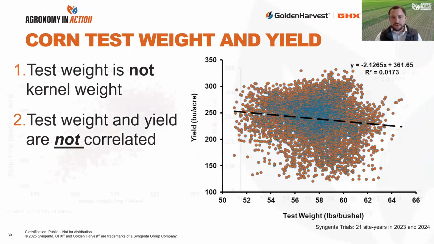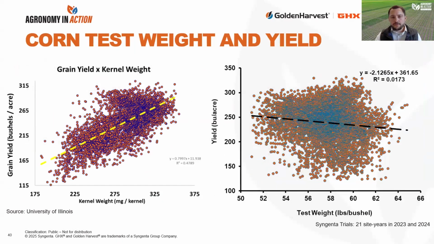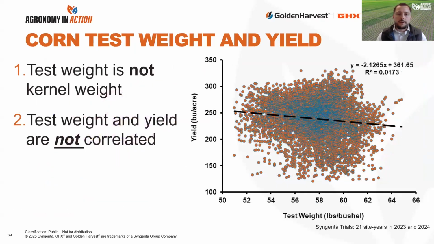Now, we oftentimes get the question, is there a correlation between the two? And the answer is no, they're not correlated. Test weight and yield, as the graph shows, virtually have no synergy, no correlation. What our graph here shows is you can have essentially low 50-pound test weight corn, and you can have 300 bushel corn in doing so. On the flip side, you could have 65-pound test weight corn and have 150 bushel corn, or vice versa. So test weight and yield are not correlated, and test weight and kernel weight are also not correlated.